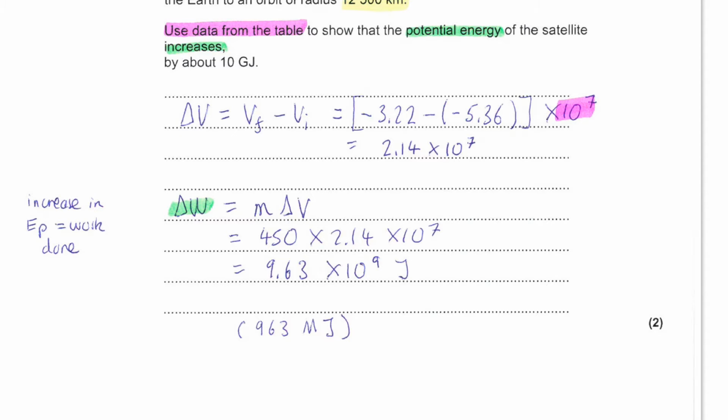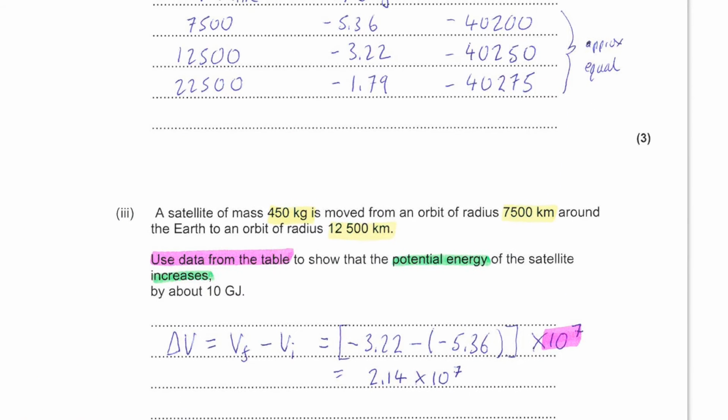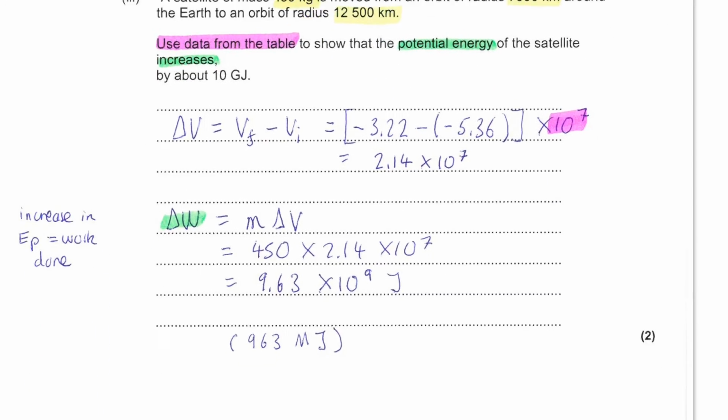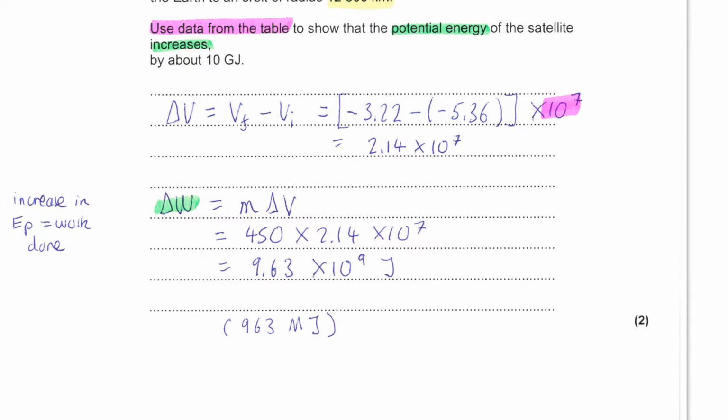So first thing is to look at the 2 values in your table of the 2 heights. So we had 7,500 kilometers, and we have 12,500 kilometers. So we're taking the 2 values from the table there shown. And to have a change in potential, it makes sense to calculate this using the final value, take away the initial. So we have minus 3.22, take away minus 5.36.